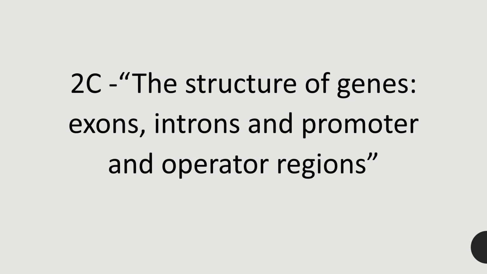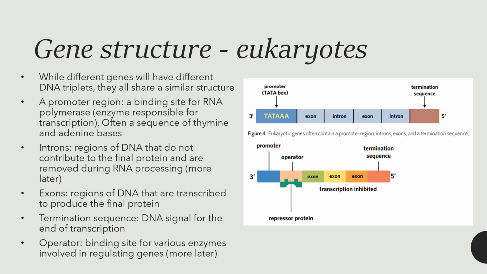We sort of touched on this when we were learning about transcription and translation because we needed to understand it. But hopefully going through exons, introns, and promoters in more detail here will help you to understand the last video. So we're going to be looking at gene structure in eukaryotes first. We'll be looking at both eukaryotes and prokaryotes here, which will be important for our next chapter. But right now we're going to look at eukaryotes, so animals, plants, multicellular organisms.